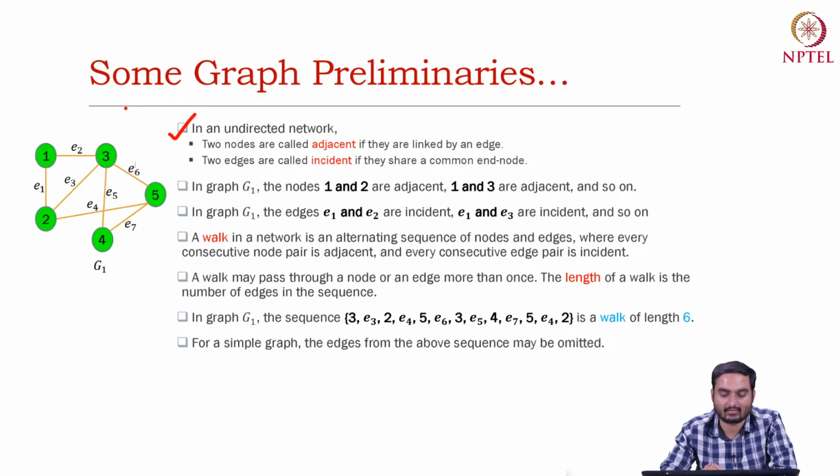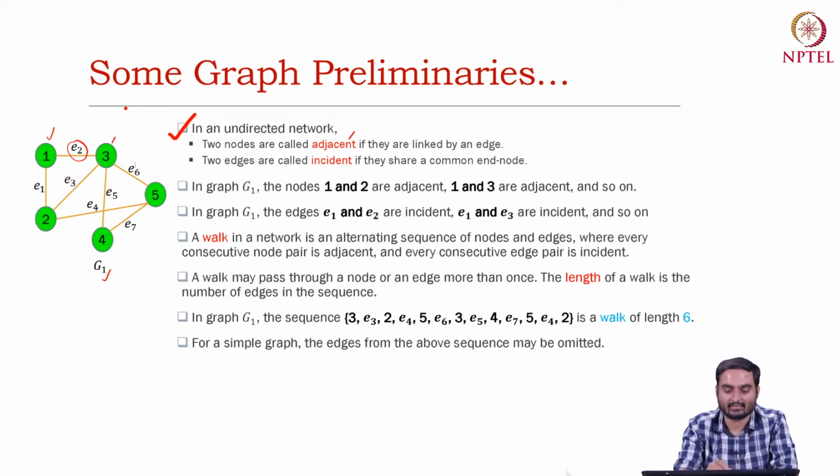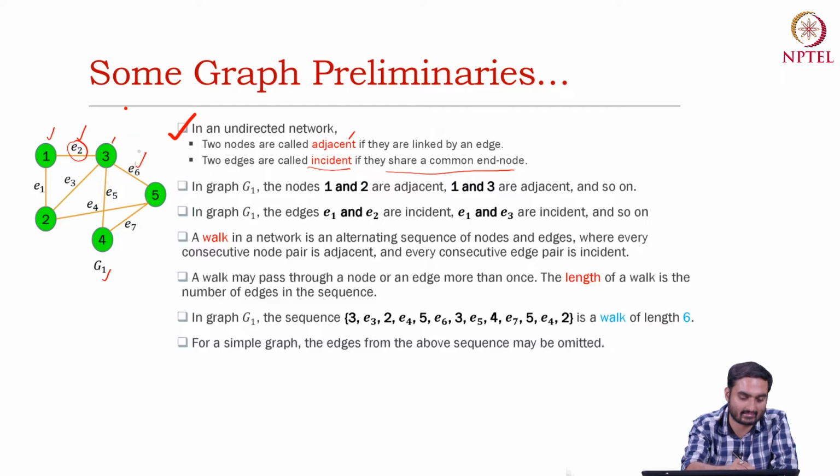In an undirected network, we have something called adjacent. We say that two nodes are adjacent if they are linked by an edge. For example, in this graph G1, nodes 1 and 3 are adjacent because they are connected by an edge E2. Two edges are called incident if they share a common endpoint. Say edge E2 and edge E6 share a common endpoint 3, therefore these two edges are incident. So adjacent is with respect to nodes, incident is with respect to edges.